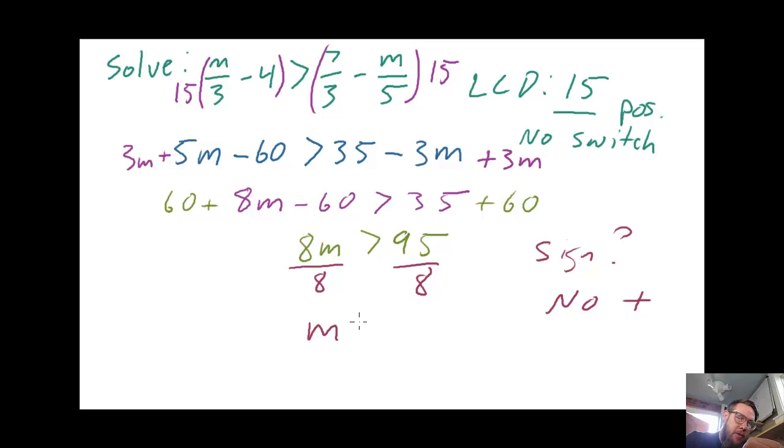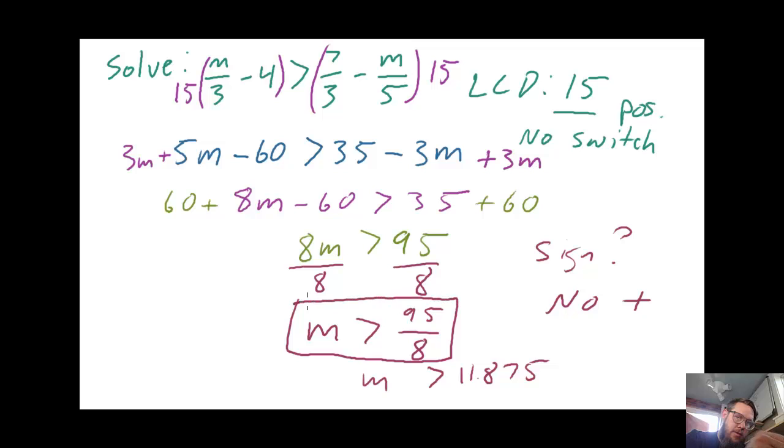And we get m is greater than 95/8. So that's the exact answer. If we type it in the calculator, we get 11.875. Either of these will work. And that's a review of those good old inequalities.